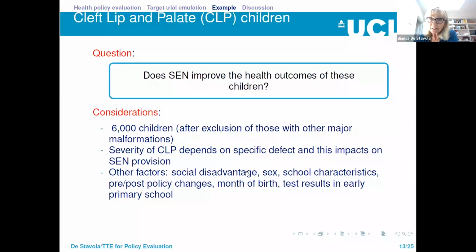But there are other factors that influence whether and to what degree they receive support, and that obviously depends on social disadvantage, with the understanding that higher social class parents will be more vocal in asking for greater support. There's a differential by sex, depending on the different distributions also of the defects, the school characteristics, the policy changes, the month of birth, and the test results in primary school. So all this will influence the impact.